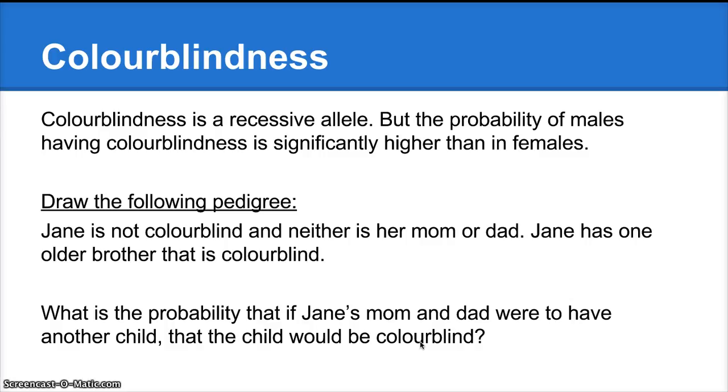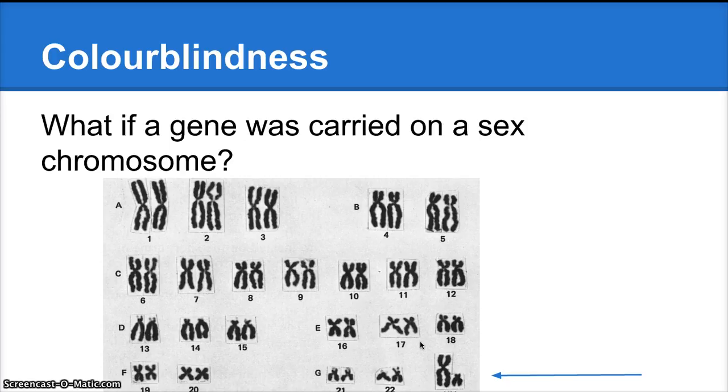Okay, so if you completed the pedigree, you would notice that you would have 3 individuals that were unaffected and a single individual that was affected, and the probability that you may have found is that another child that was colorblind would be around 25%. Okay? Now, I'm going to ask you a different question that we maybe haven't talked about too much yet. And the question is, what if that gene is carried on a sex chromosome?